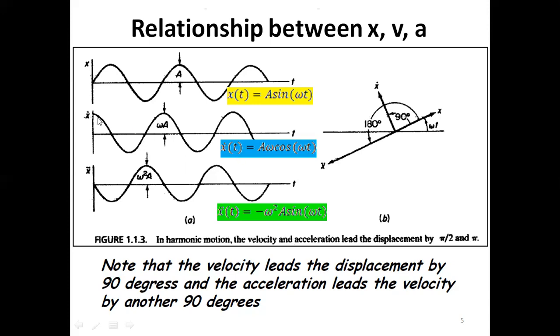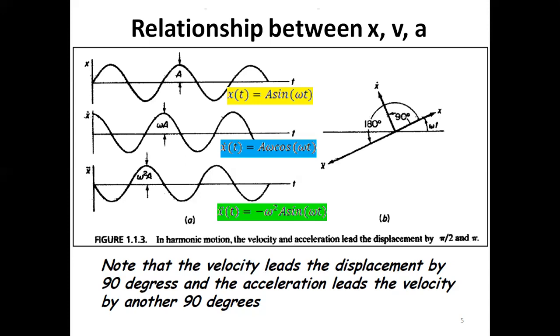And here you could see that the displacement is zero, whereas the velocity is maximum. What does it mean? That the phase angle between the displacement and velocity is 90 degrees. So we already discussed that the velocity would lead the displacement by 90 degrees, and the acceleration would lead the velocity by another 90 degrees. In other words, the acceleration would lead the displacement by 180 degrees, and they are out of phase. Remember that they are out of phase.